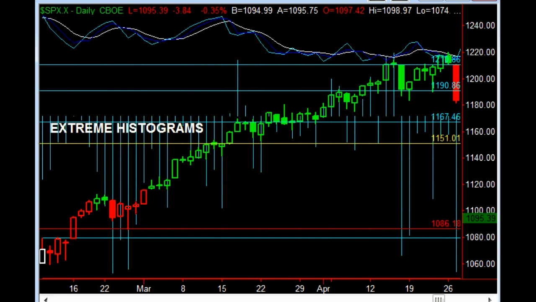Hope that gives you added insight, and in the next series we'll probably go into some more finite details on some of the middle ranges in the extreme histogram.